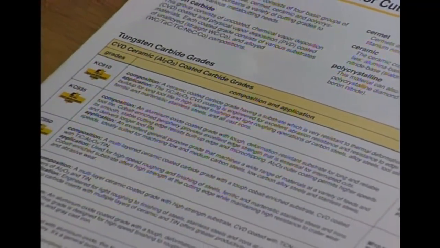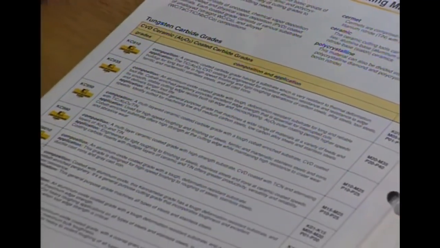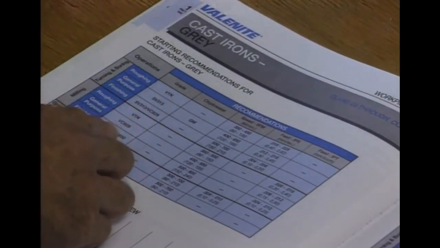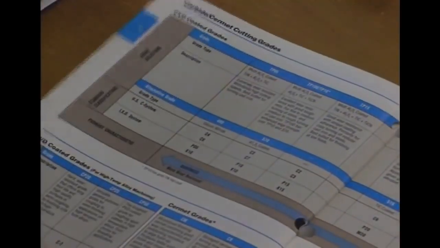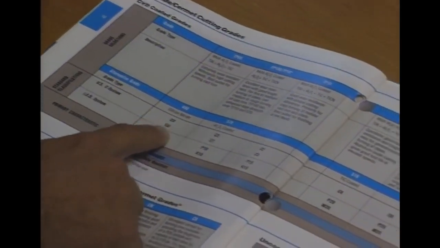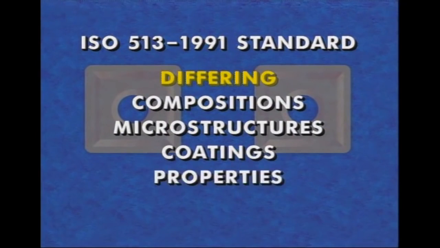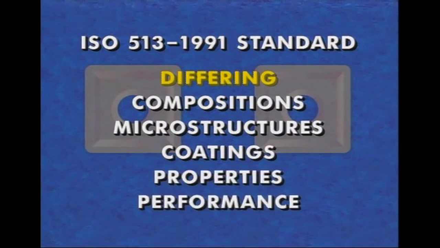Because there are not effective U.S. or international standards for carbide grade specifications, it is the carbide suppliers who recommend which grades they believe are suitable for given applications. Two carbide grades from different suppliers with identical classification in the International ISO 513-1991 standard will likely have different compositions, microstructures, coatings, properties, and most importantly, performance.